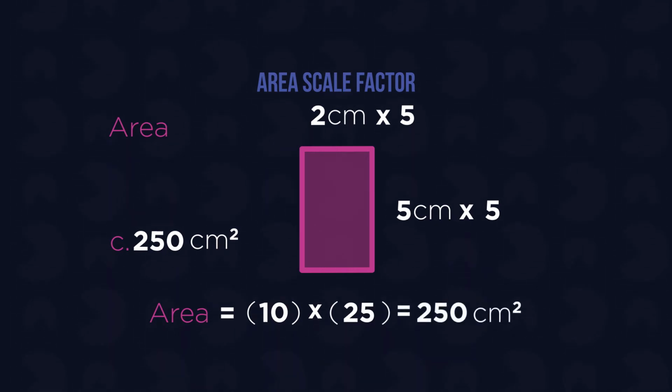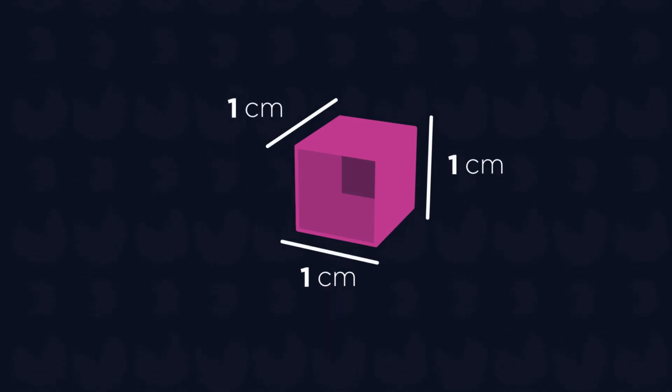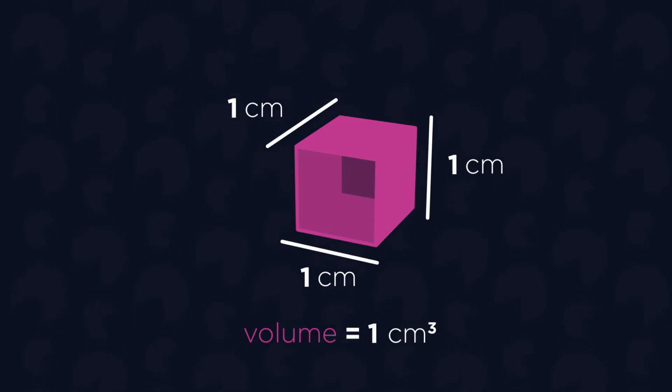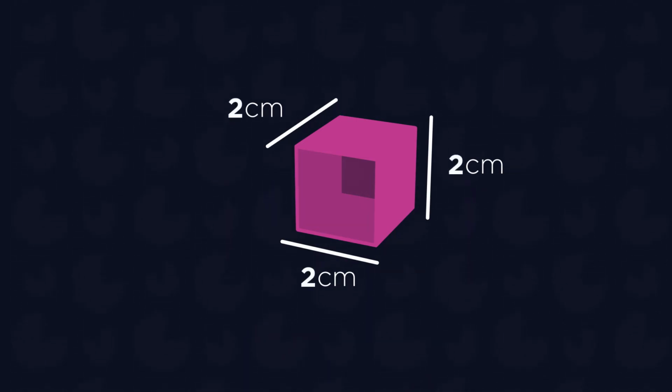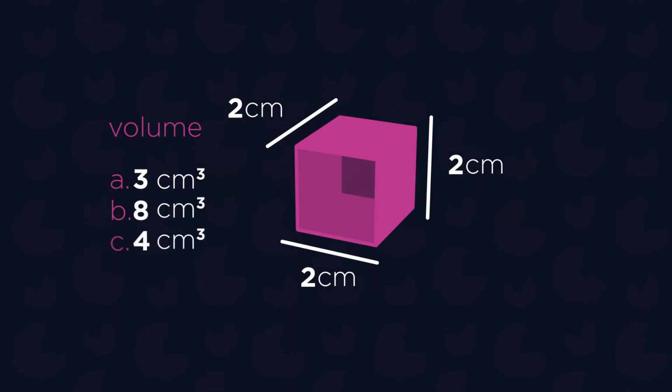We can also add another dimension. Imagine that instead of a 2D square, we have a cube, with each edge measuring 1 centimeter. The volume of this shape is 1 centimeter cubed. Let's say we enlarge each edge with a scale factor of 2. What will the new volume be? A, 3 centimeters cubed, B, 8 centimeters cubed, or C, 4 centimeters cubed?